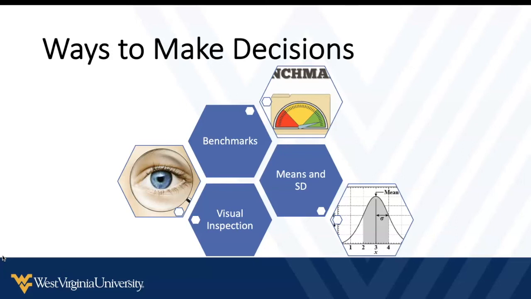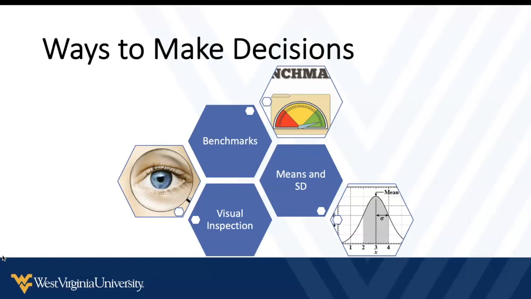You can also look at a class or a grade level's means and standard deviations on a specific task or activity. This would be similar to the state assessments, or if a teacher gave a test on a reading assignment, you could do averages and look at the class performance. And then you can also do what we call visual inspection, and that's where you graph it and you just see if you have outliers.